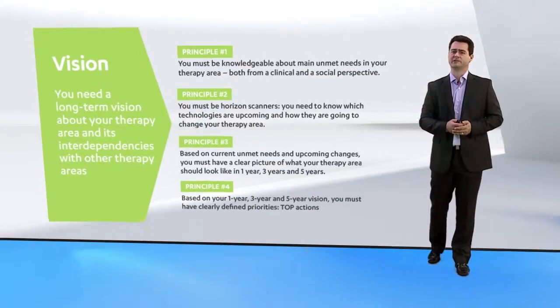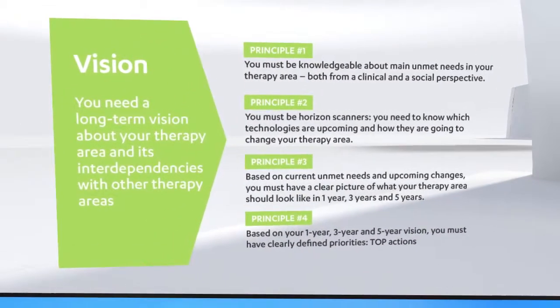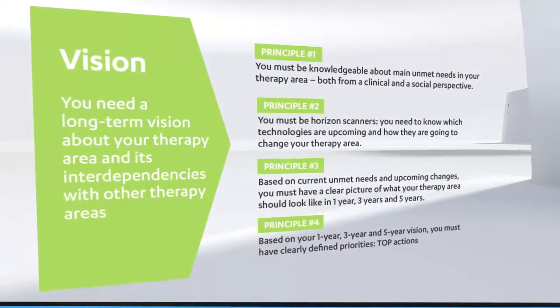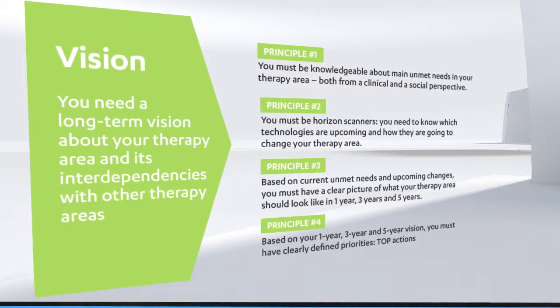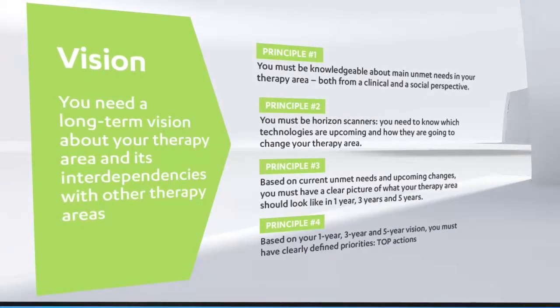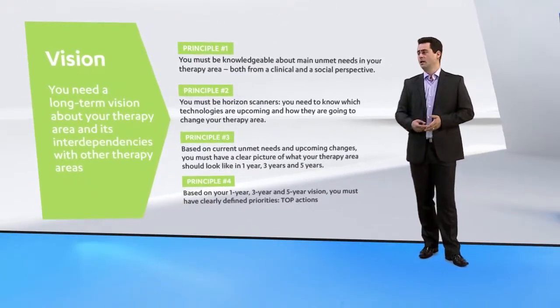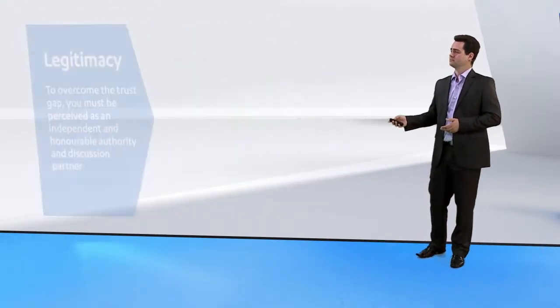Very easy, even trivial. Based on your 1 year, 3 year, and 5 year vision, you must have clearly defined priorities, top actions. I know this may sound to you a bit like a management cookbook, but believe me, this is how it works. Let's move on to legitimacy.